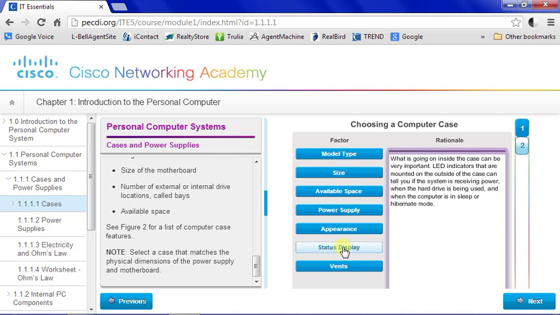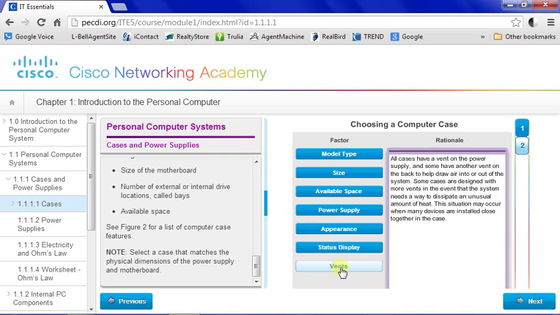Sometimes we can determine what is going on inside of our computer by some status displays or LED lights that might be found on our computer. Sometimes they'll tell us if they're running, if there's an issue, if the hard drive is engaged. So not only is the monitor important, but sometimes there will be status displays on our case. And the last important thing is the vents. Our case will have vents that will allow it to dissipate the heat that's created by the CPU and other parts inside of our computer.